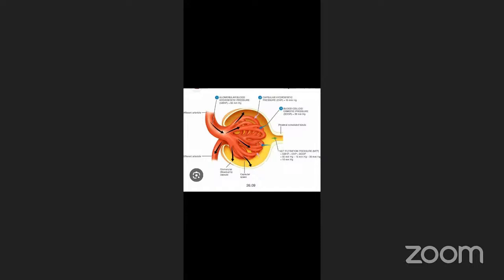Now, we look at the structure of the nephron. Let's go back to that structure of the nephron.